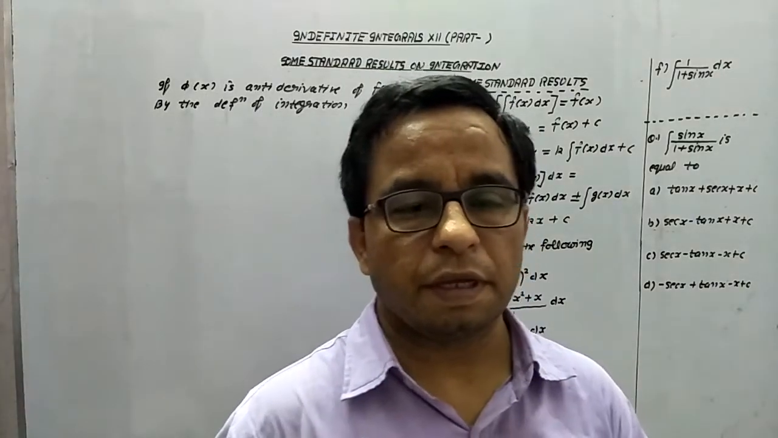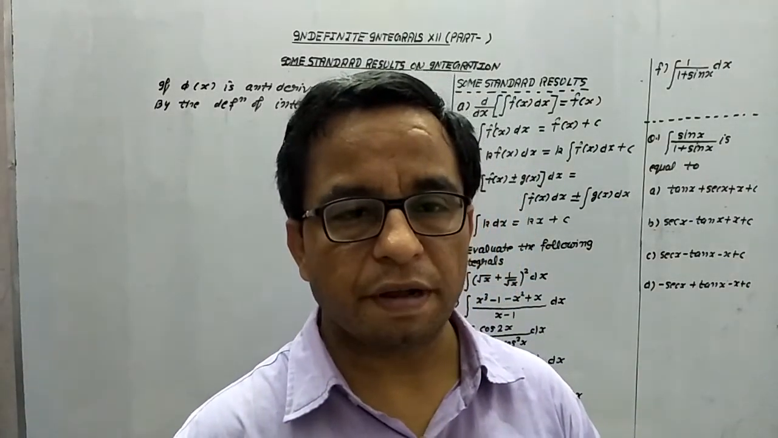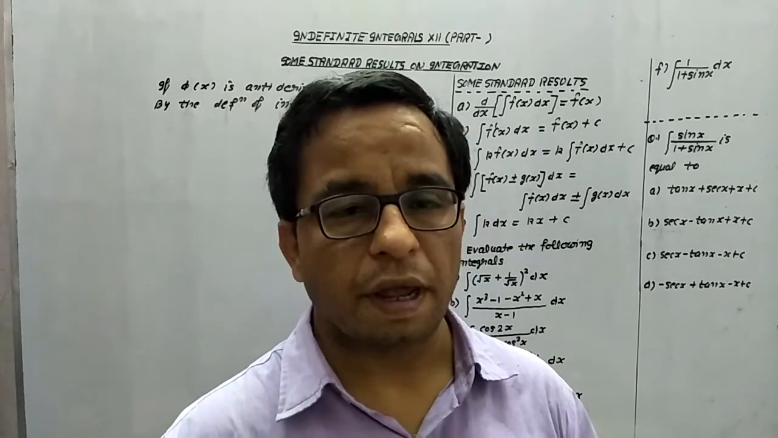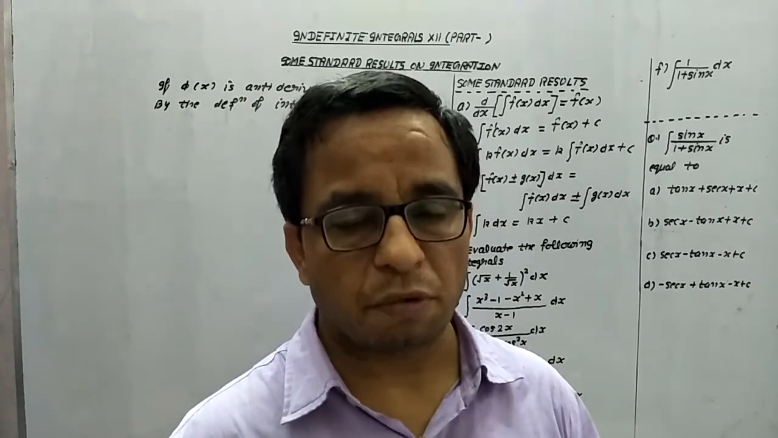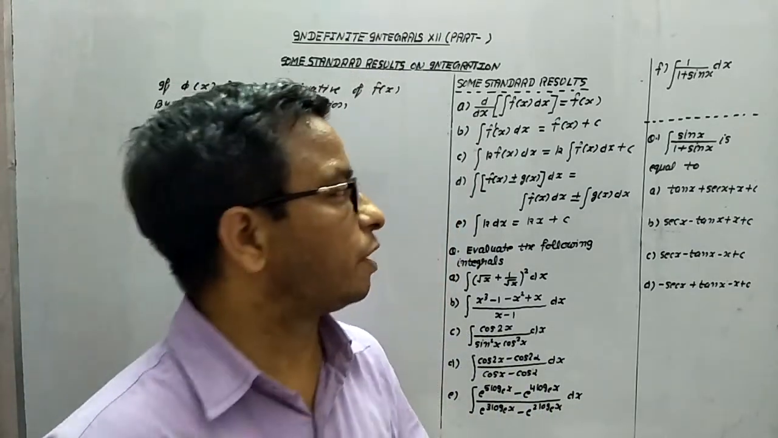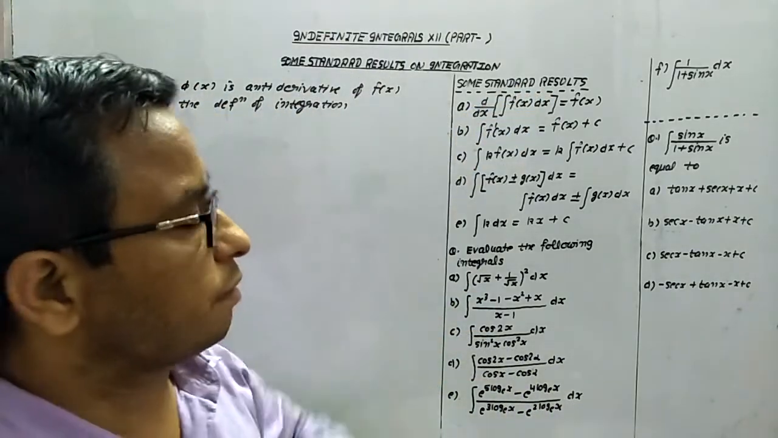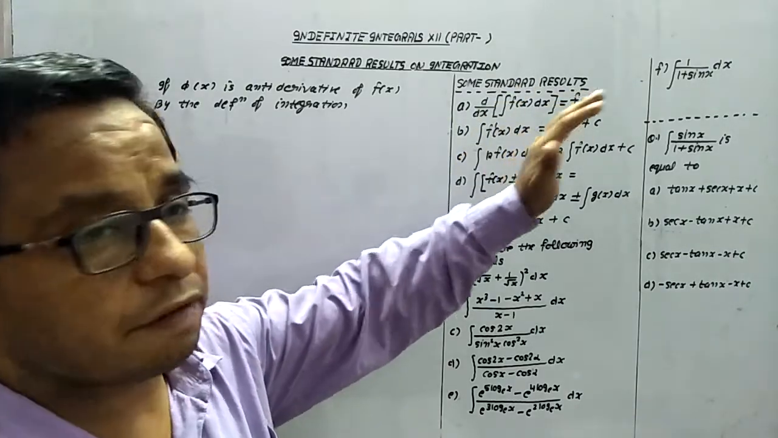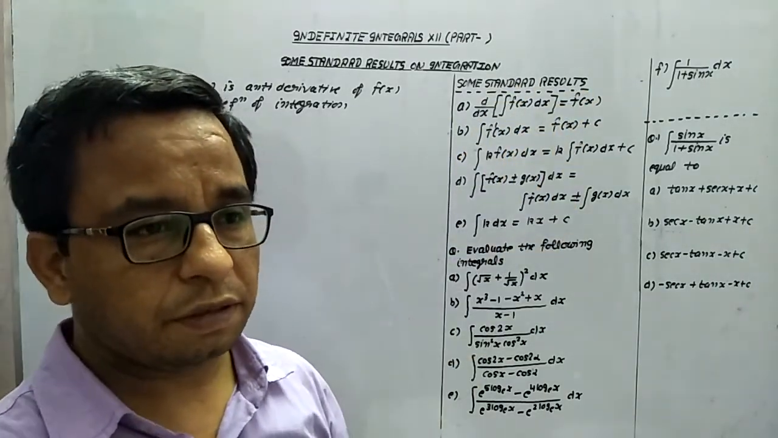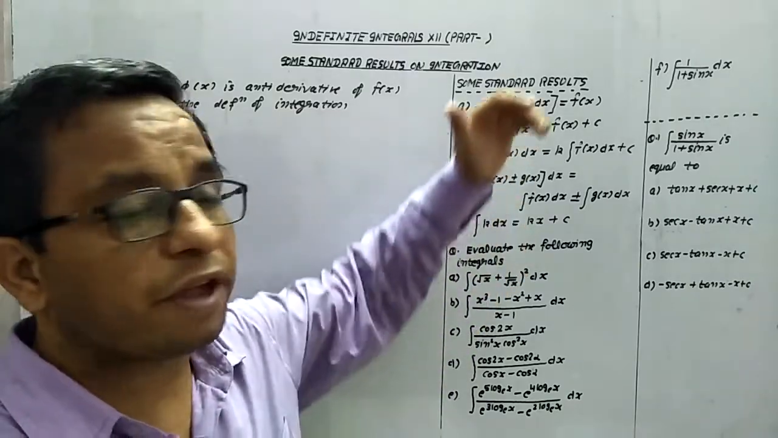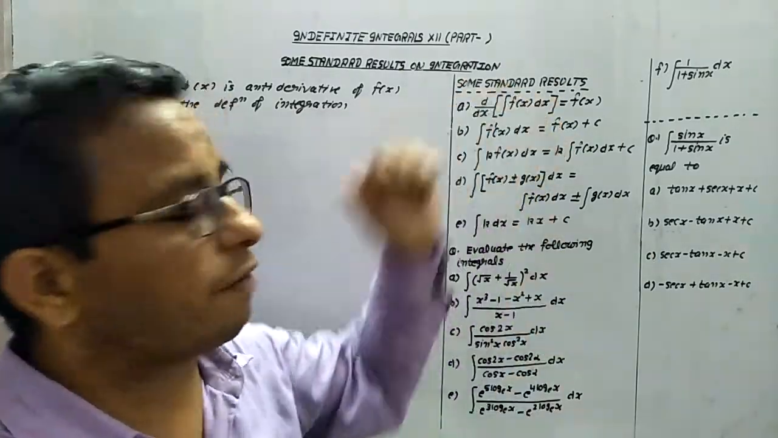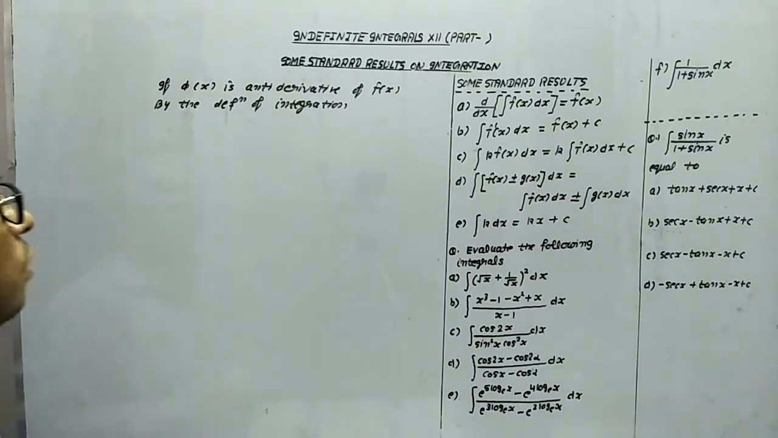Hello everyone, in this part 2 of indefinite integrals, we will see some standard results on integration and also solve some questions. So let's start with the standard results. First result: d by dx of the integral of f(x) dx is equal to f(x). It means if we differentiate the integration, we get only that function. Now look at this.